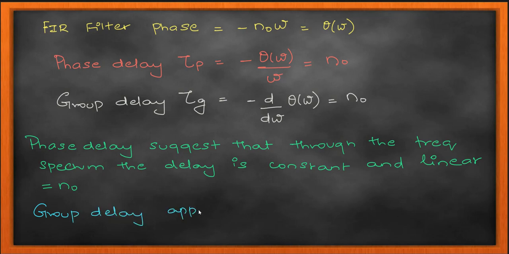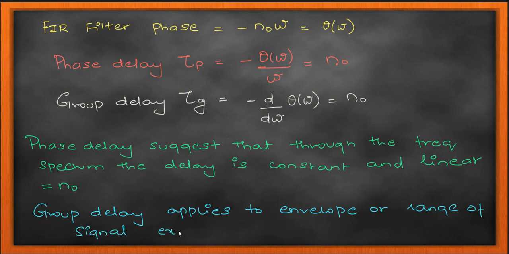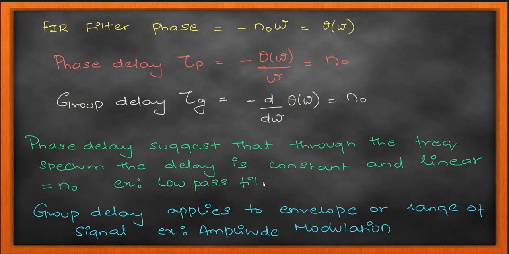What this means for group delay is that group delay applies to the envelope of a signal. Amplitude modulation is a perfect example. One cycle of a sine wave is encoded with a carrier signal, and that one envelope together will have a delay of n0. Understood? The amplitude modulation processes the sine wave as a message signal, and the message signal will have a total delay of n0. That is your group delay.